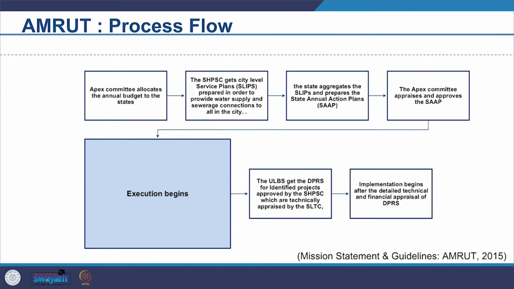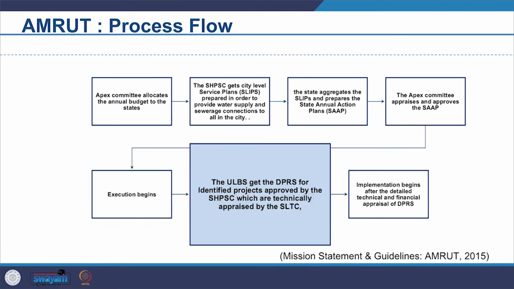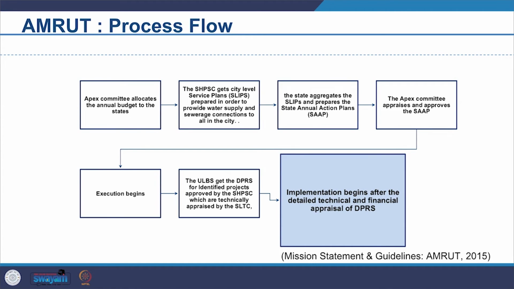The state accordingly informs the ULBs about their SLIP approval and the execution of the project starts, and ULBs prepare the detailed project reports for their projects. For the State High Powered Steering Committee, the technical appraisals are done by the State Level Technical Committee, the SLTC. According to the number of projects and the scale of the projects, the SLTC approves the funds according to the total annual budget of the state. According to the funds, the ULBs will execute the project and float tenders and so on.